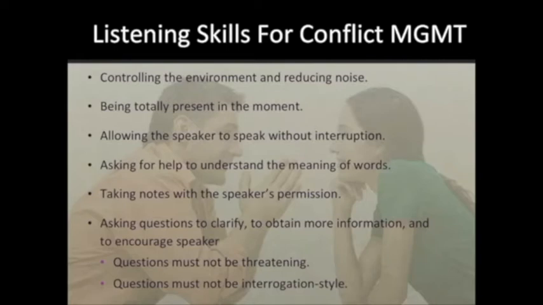But a couple of things to set the table: controlling the environment and reducing noise. That's the first one. You want to be in a quiet place and a neutral place. Conversely, if you want to put the screws to somebody, you can do that, and that's called interrogation. That's not what we're after here. We're looking for a neutral ground. Being totally present in the moment, obviously.